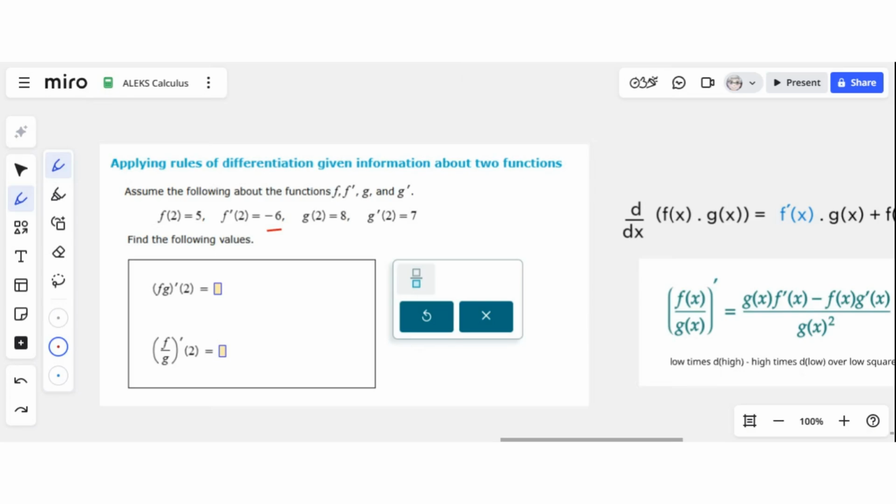In these problems, we are applying some rules of differentiation, namely the product rule and the quotient rule, when we're given information about two functions. For example, we're told that f of 2 equals 5 and f prime of 2, the derivative of f at 2, is negative 6, and g of 2 is 8, and g prime of 2 is 7. Then they're asking us to find the derivative of f times g at 2. So how are we going to do that?